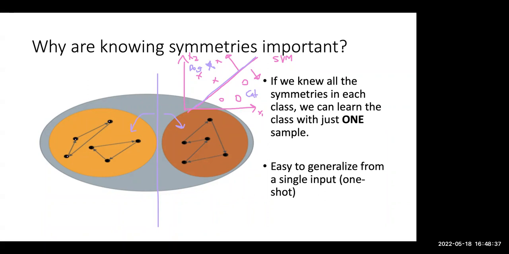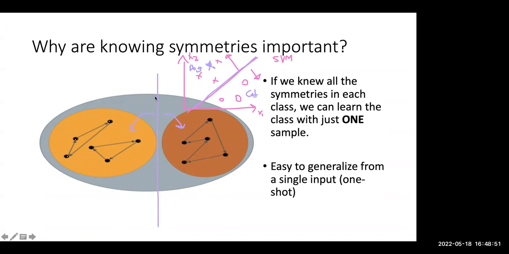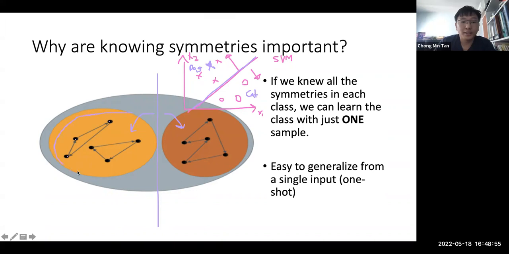Yeah, no, to follow up on Dylan's question, can you explain how, if you knew all the symmetries, you would learn the class with just one sample? It just means that if you have one sample, you can then form this region whereby all the samples should be in.